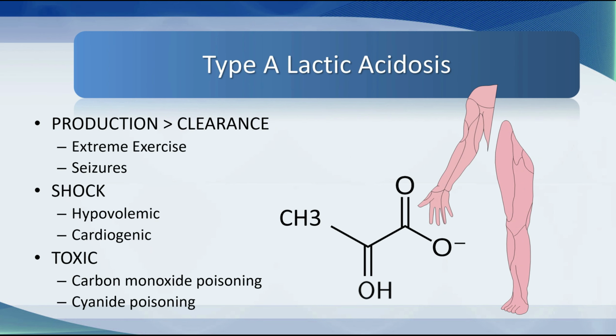The causes of type A lactic acidosis are all the situations where production of lactate exceeds clearance. We see this with extreme exercise, we see it with seizures and hypovolemic shock and cardiogenic shock, and in toxic situations where, for example, the hemoglobin cannot deliver oxygen to the tissues, such as in carbon monoxide poisoning or different hemoglobinopathies, and of course with cyanide poisoning, which poisons the mitochondrial chain.